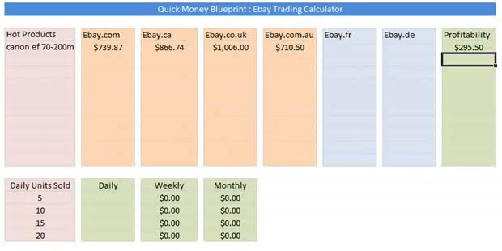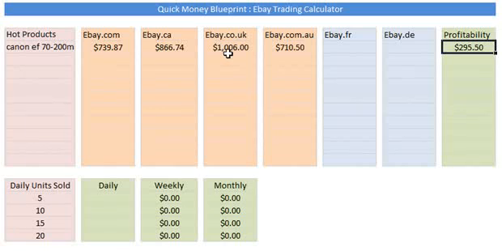And your profitability is around $295.50 if you buy these lenses in Australia and sell them in the UK. And it doesn't matter if you're not located in one of these countries, you can still sell anything worldwide.